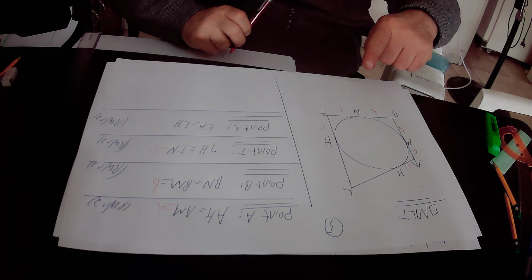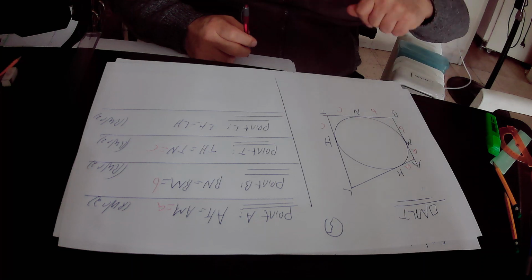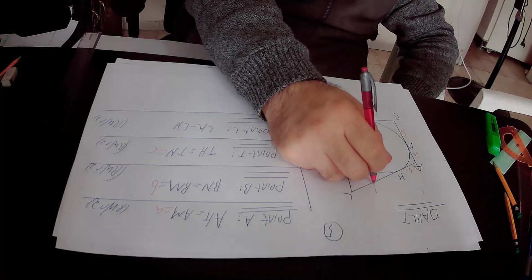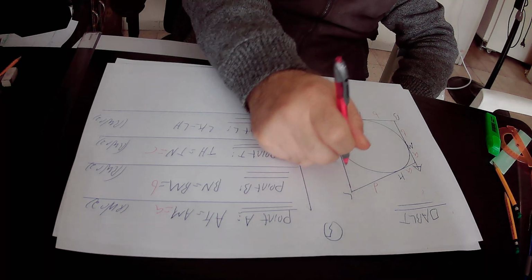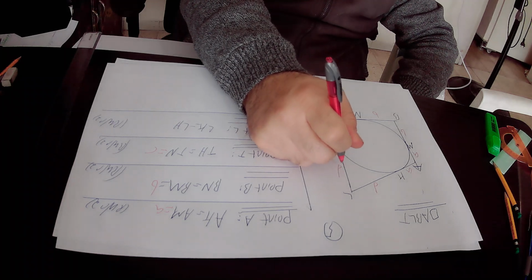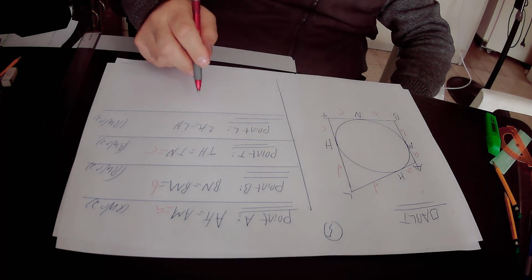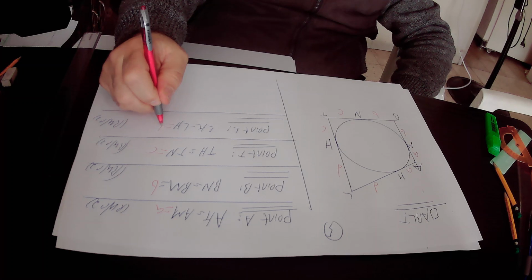So if we define the length of tangent LK as D, then the length of tangent LH must also be equal to D because they are equal to each other. So in conclusion, we found out that LK equals LH equals D.